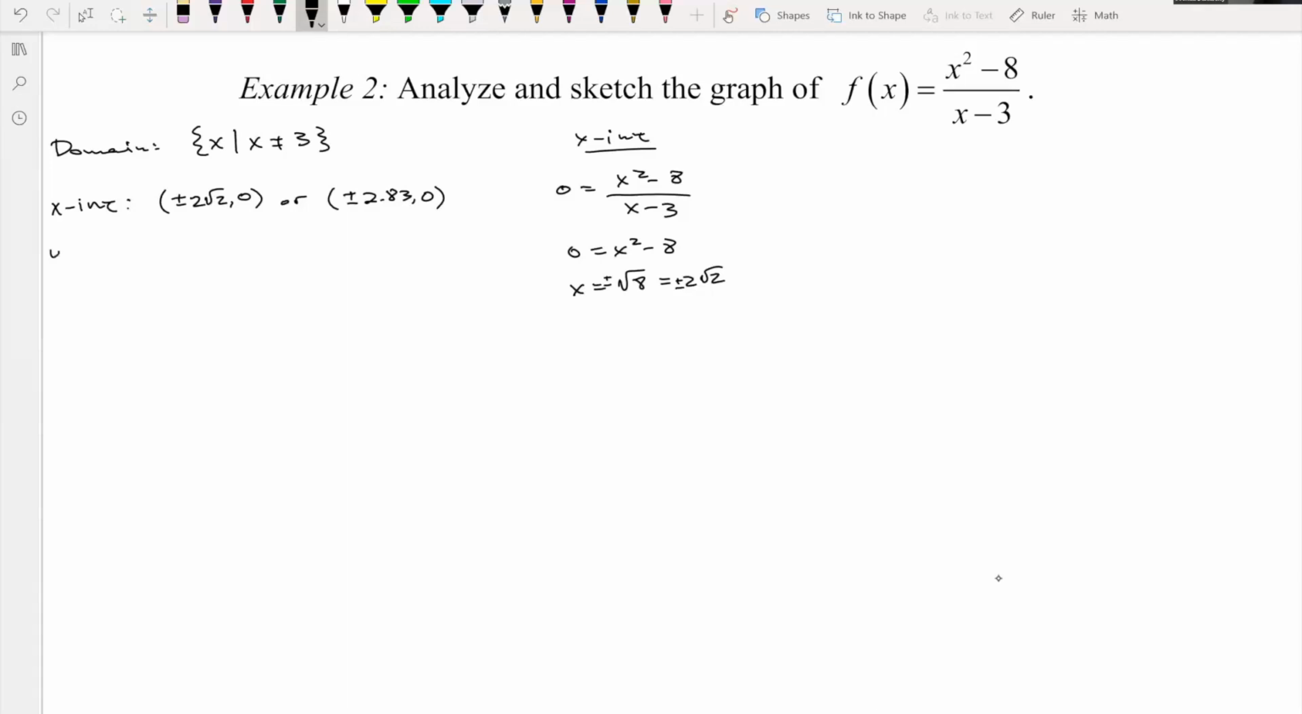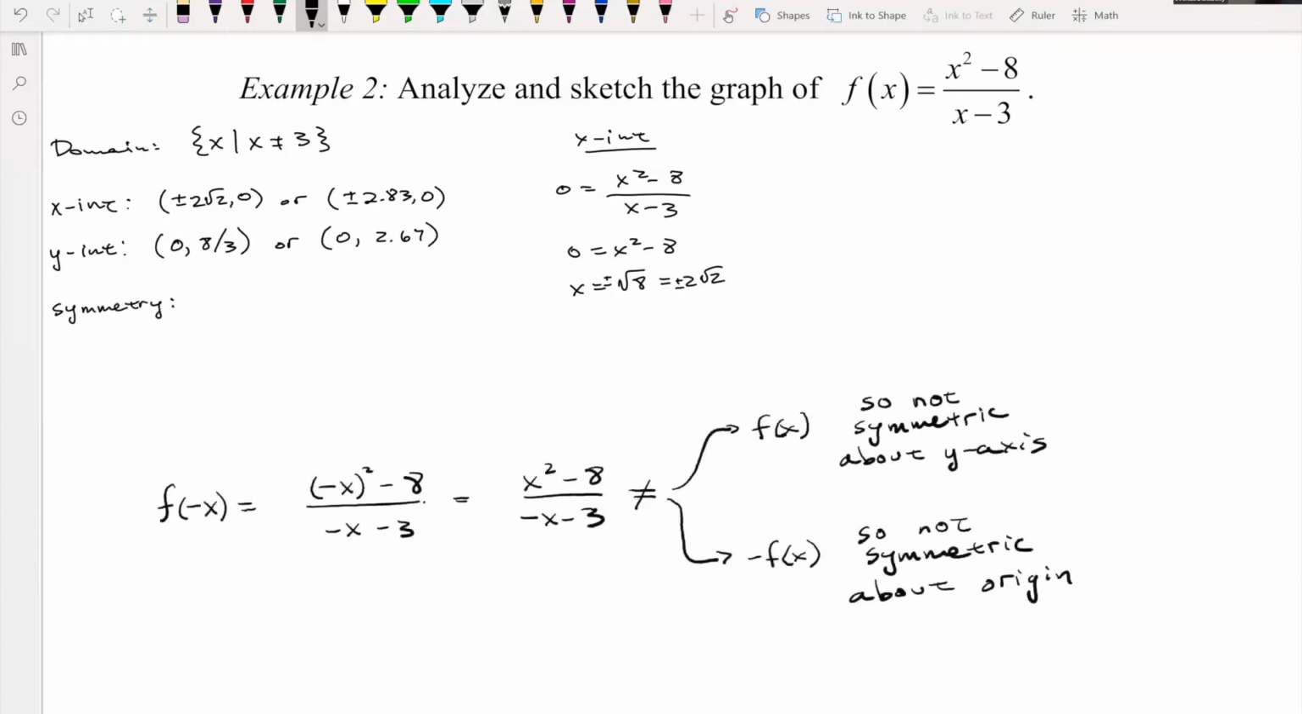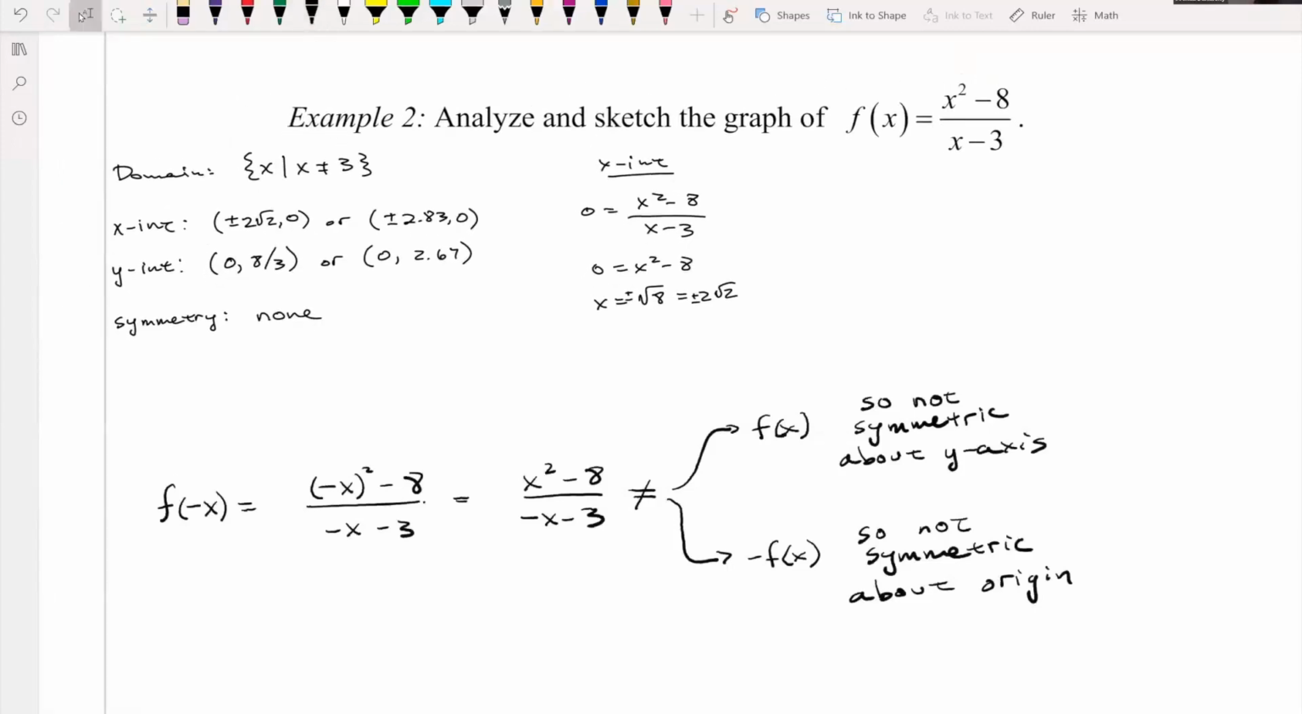The y-intercept is what we get when we let x equal 0. That's 0 comma 8 thirds. Or if you want a decimal, that's 2.67. Symmetry, there is none here. That's because if we plug in a negative x into the function, you can see what we get here, and it is not symmetric about the y-axis because it doesn't equal the original function, and it's not equal to the negative of the original function, so it's not symmetric about the origin either. This is the same as checking whether the function is even or odd.